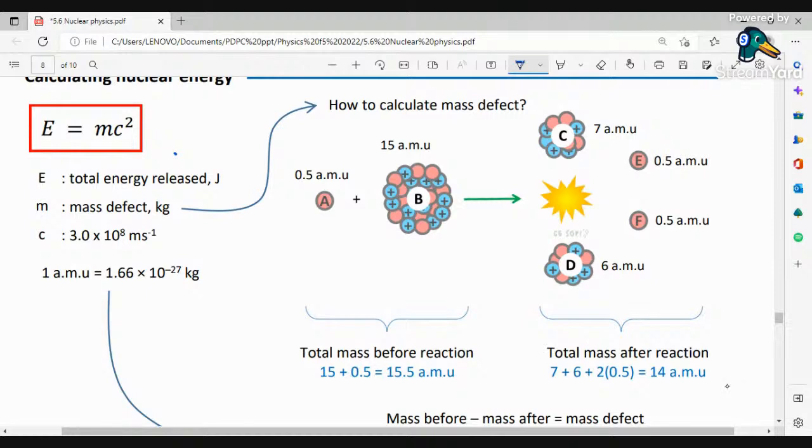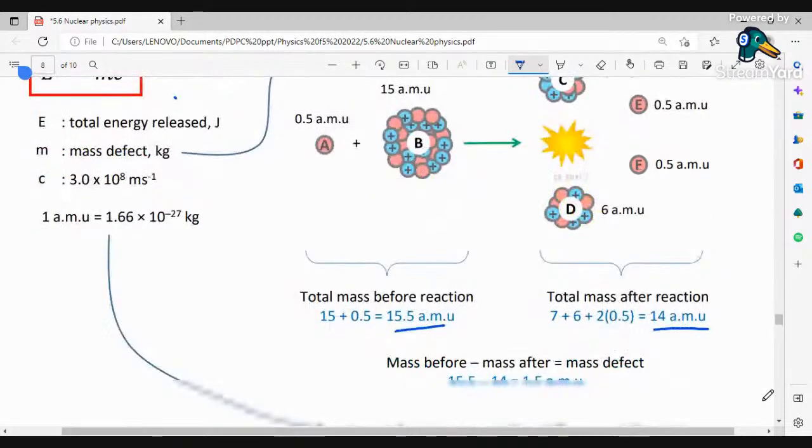For example like this. You can see total mass before is 15.5 atomic mass unit. After, it becomes 14 atomic mass unit only. Means there is mass defect or mass loss. Where does the lost mass go? 1.5 AMU. According to Einstein, the mass defect or mass loss changes to nuclear energy. So nuclear energy comes here, or is produced here, due to mass defect.